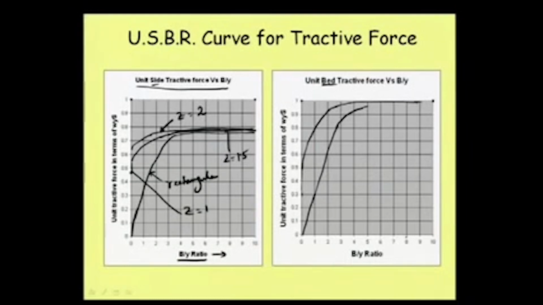WYS. And as our B by Y ratio is increasing, meaning we are talking about a wide rectangular channel, and B is larger compared to Y, that is why the B by Y ratio is quite large, and as it is increasing, we are finding that this product factor is becoming almost equal to 1, and what we could derive theoretically is valid here. So, these are the curves that were provided by US Beer.